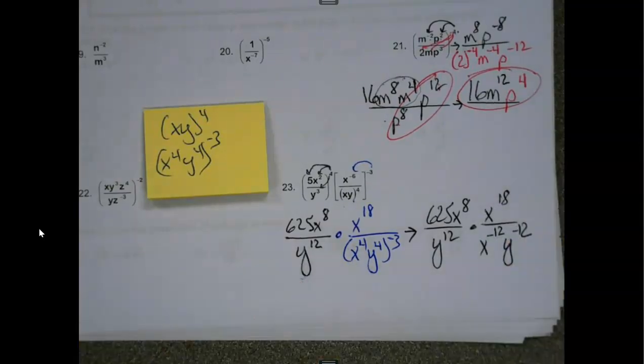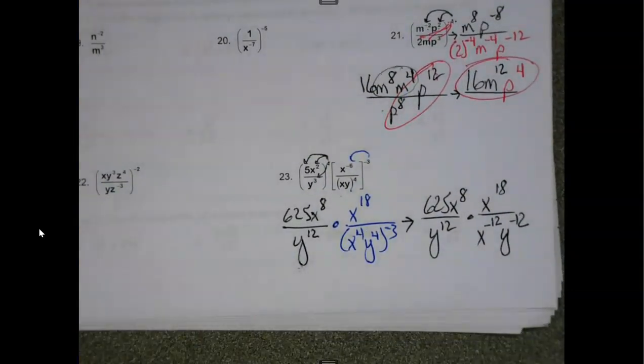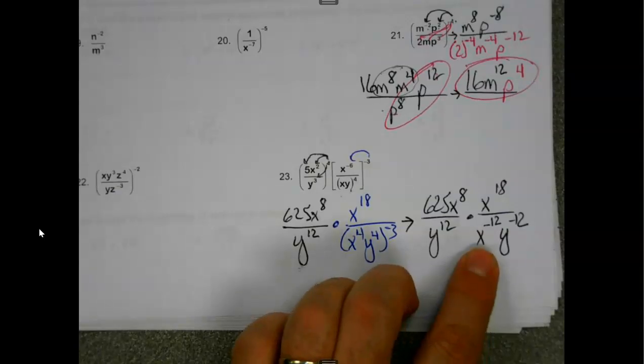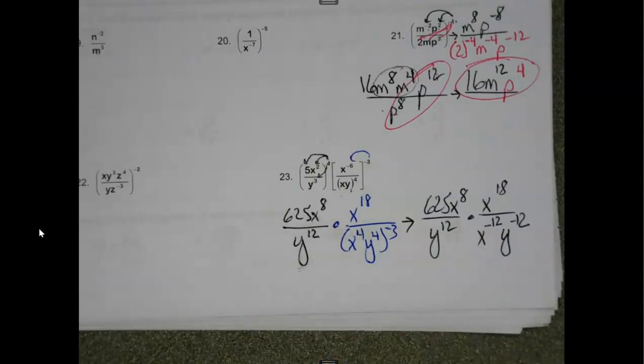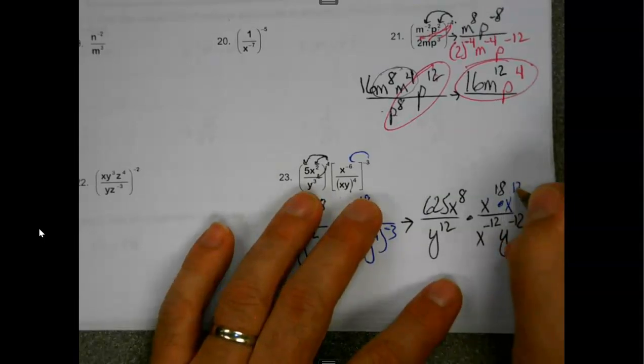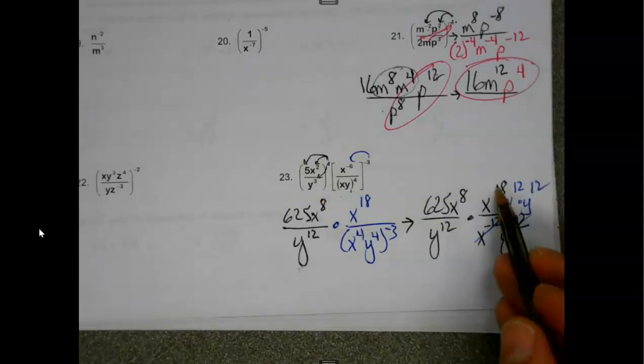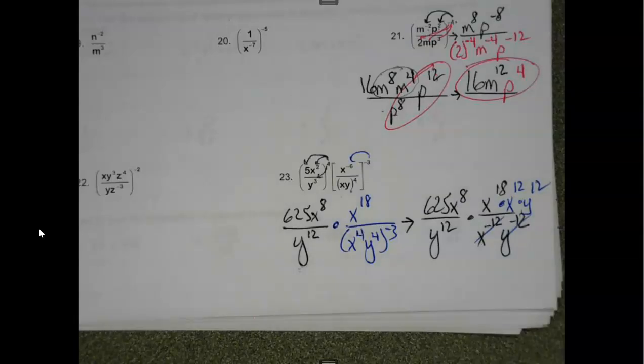Okay. Are we completely out of the woods yet? Not 100%. I've still got these. If you don't want to rewrite everything and you're like, Hardy, can we just take x to the 12th, y to the 12th, and zap those? Sure. Otherwise, you could subtract exponents and deal with the negative. That's fine, too.